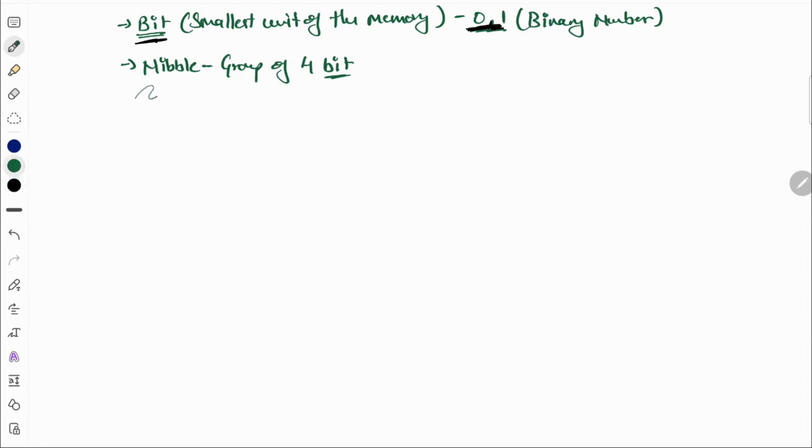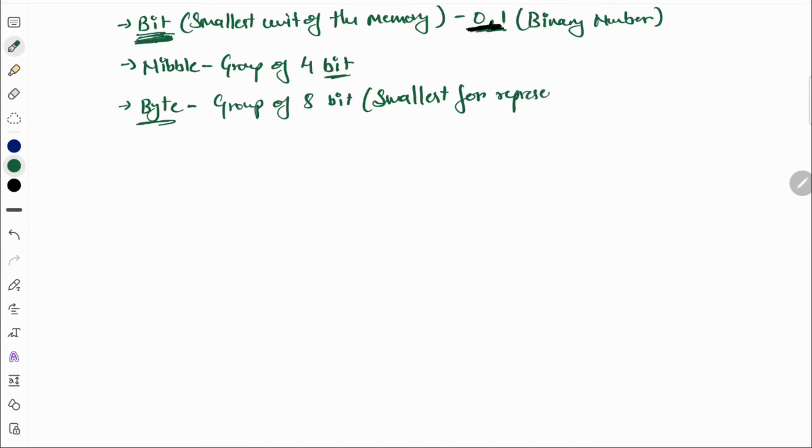Third one is byte. Byte is a group of 8 bits. A byte is the smallest unit that represents a data item or a character.